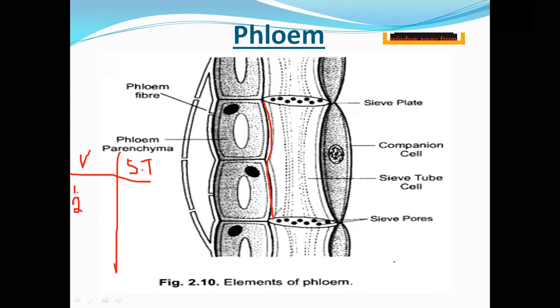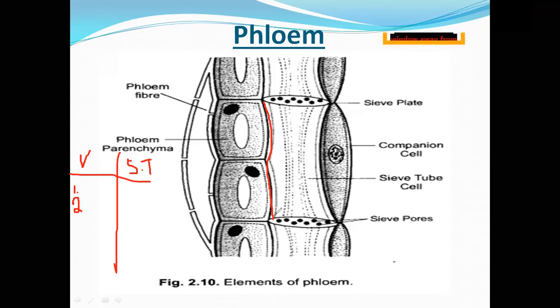Vessels are involved in the translocation of both solutes and solvents, whereas sieve tubes are involved in the translocation of only solute molecules. Clear?